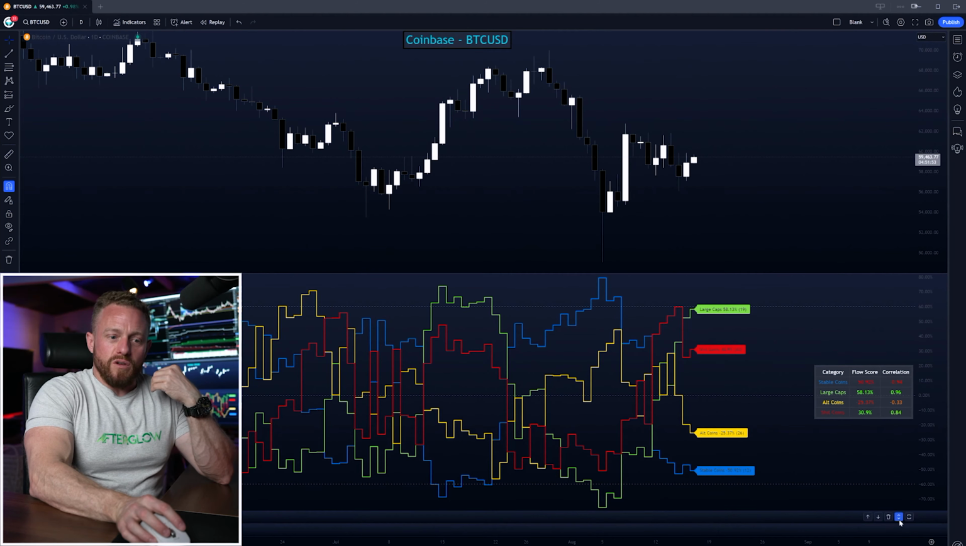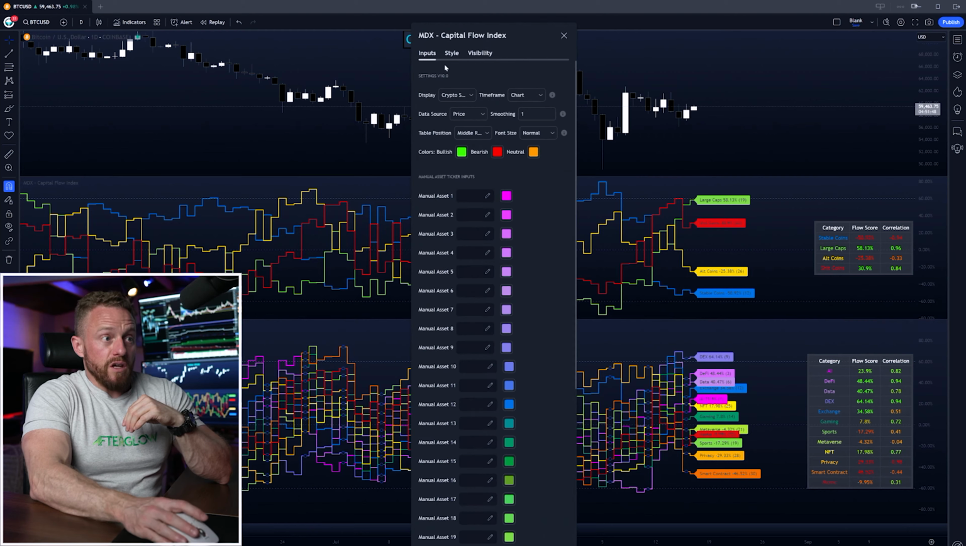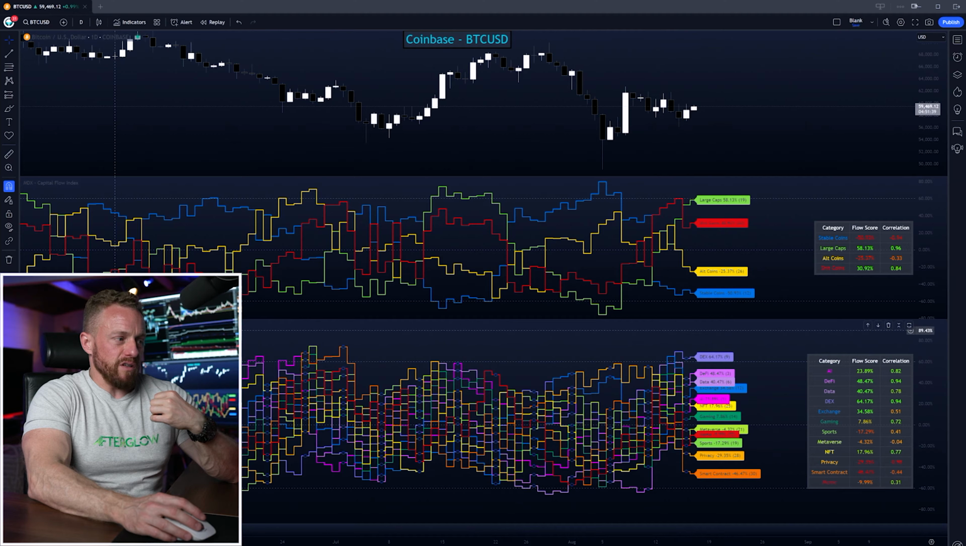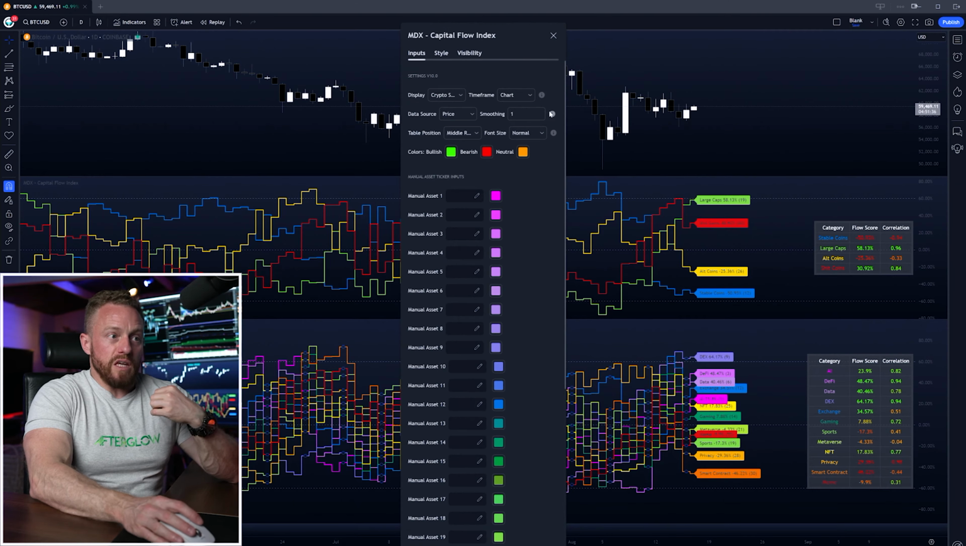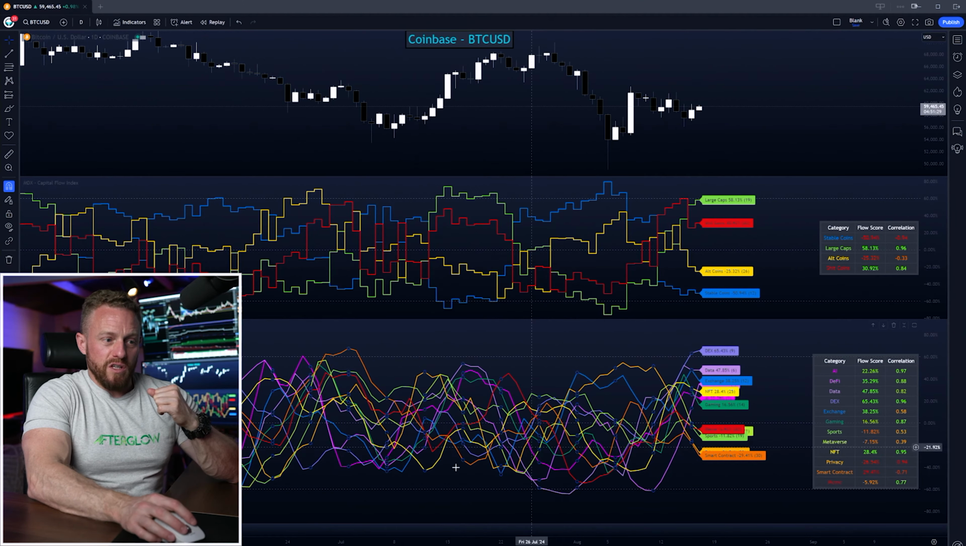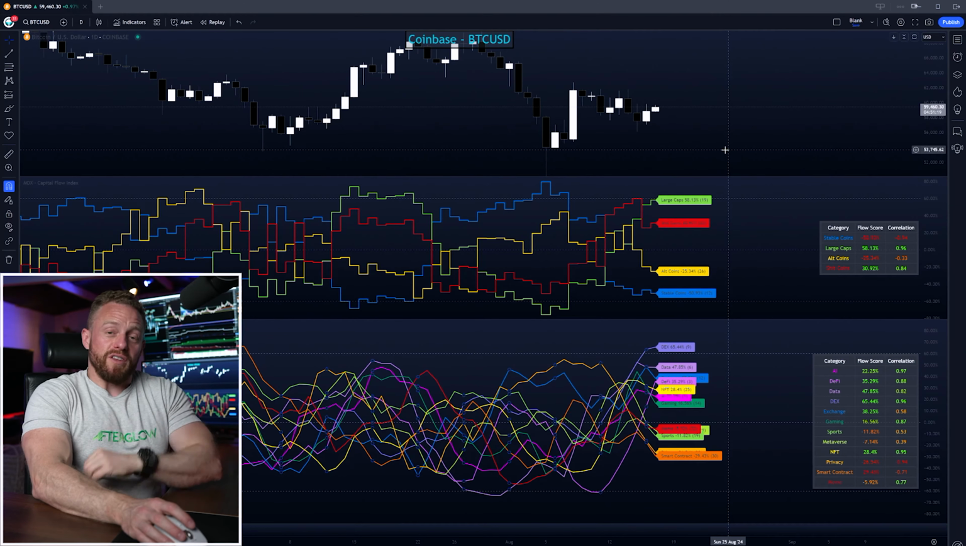But if you were in one of the other modes, say the crypto subsectors, you'll find there are a lot more assets that it's comparing. And here, it can look a bit noisy. So if you increase the smoothing in the menu here to say 2 or maybe even 3, you'll see it's a little bit easier to discern the difference between all these lines, especially when you zoom in a bit. So you may find that setting helpful.